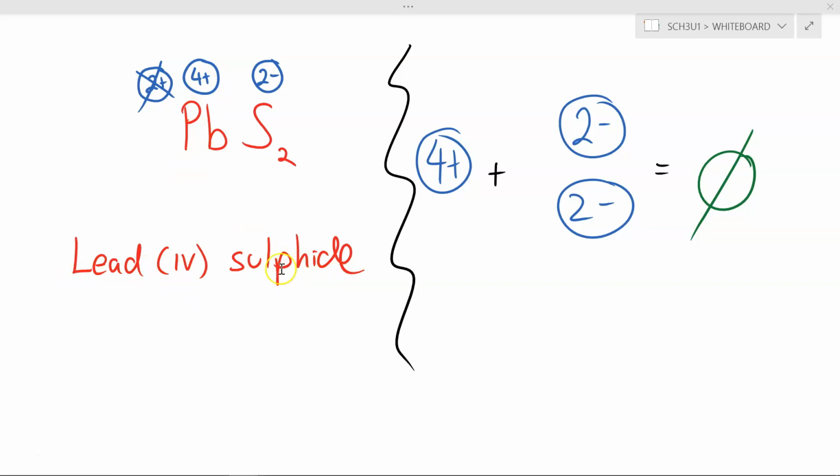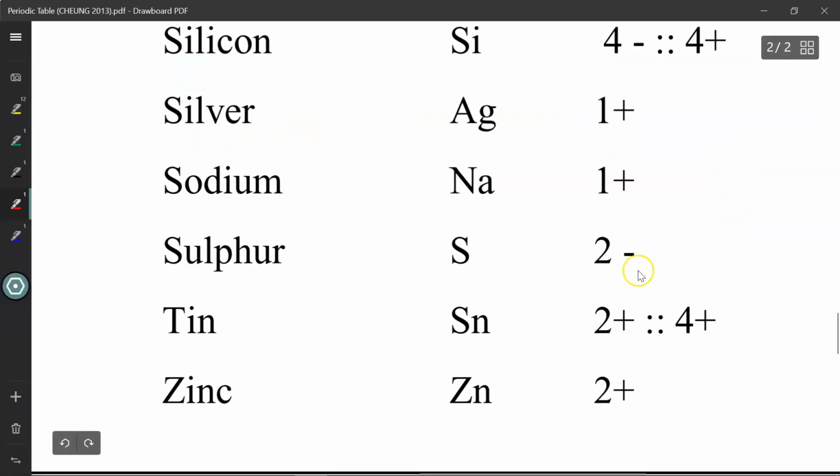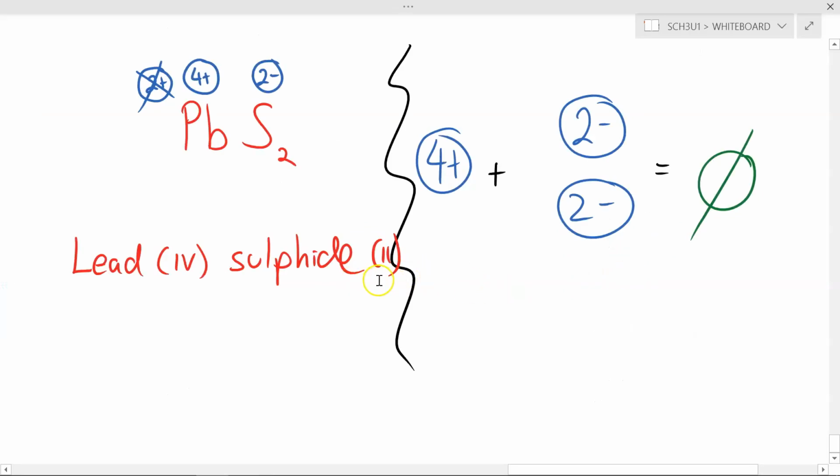sulfide. And there's no need for you to tell me it's sulfide 2. All right, that's not necessary because there are no other options for sulfur. So that's not necessary in this case. So we'll take that out.